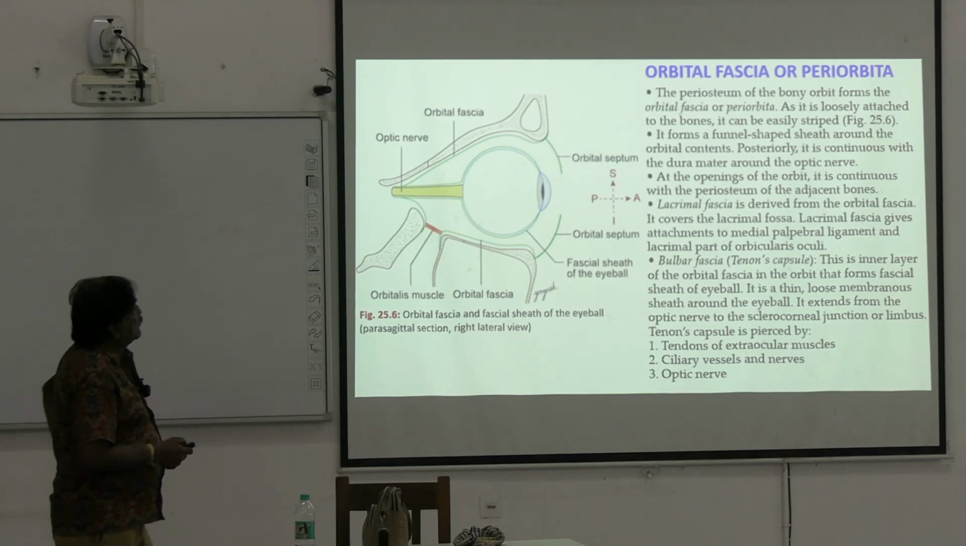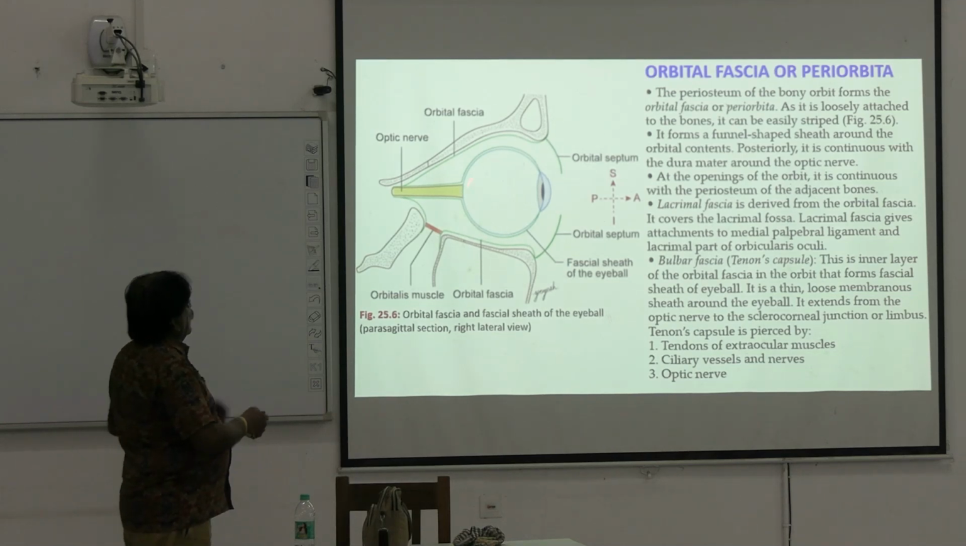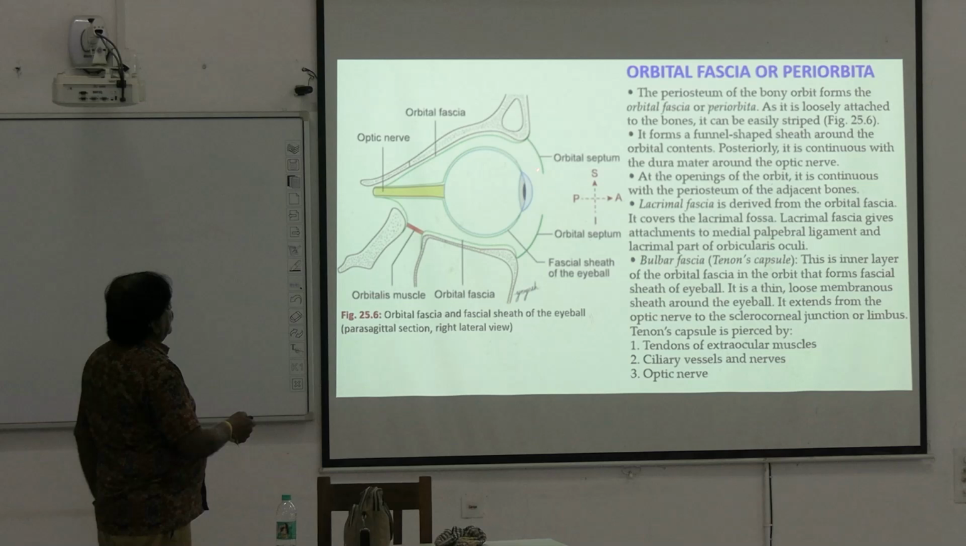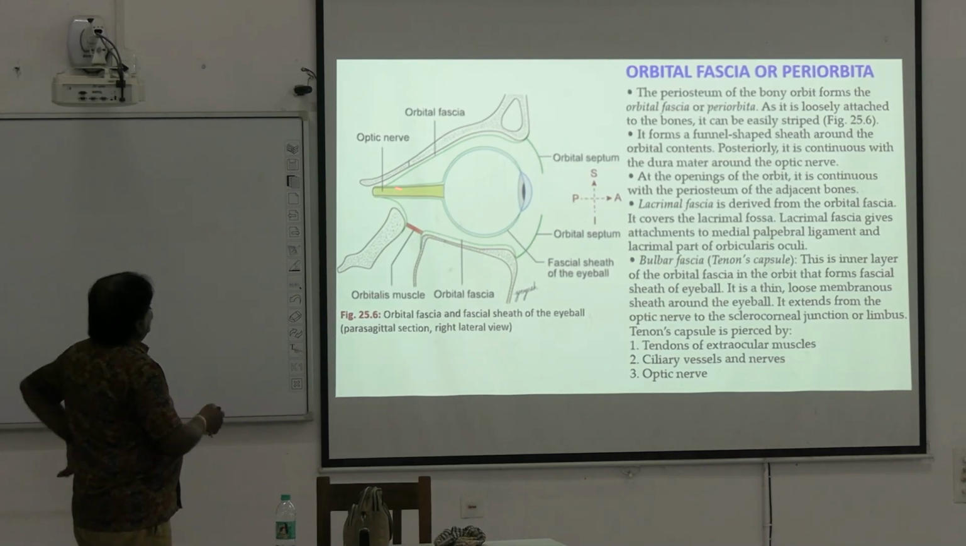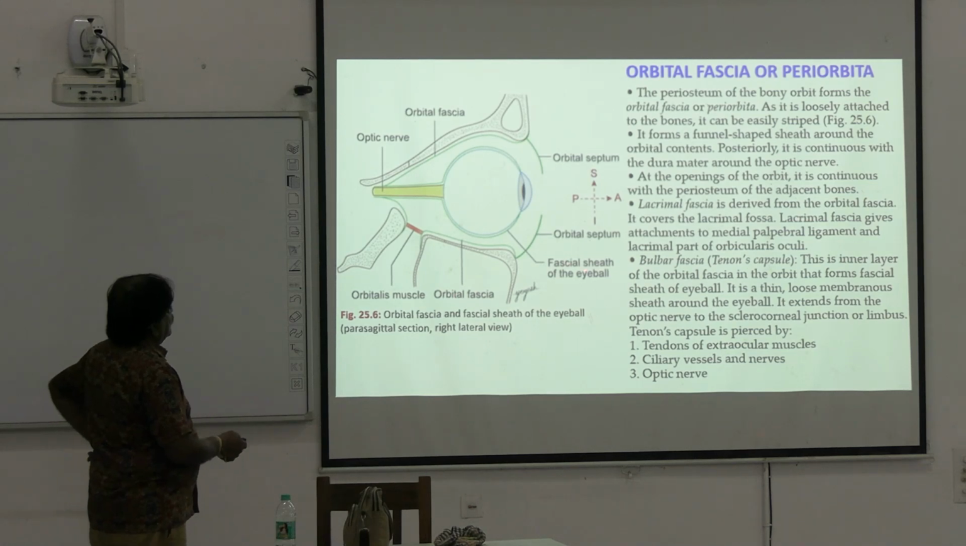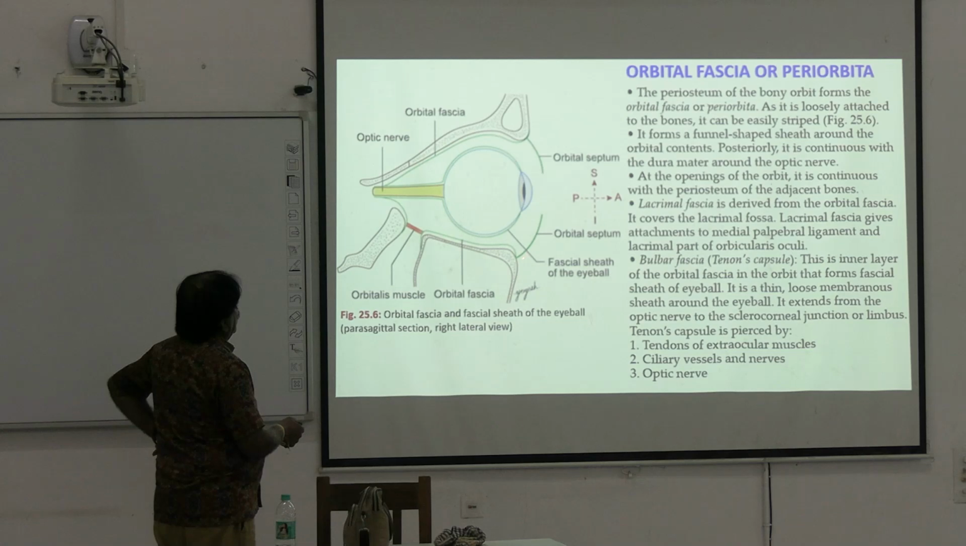Now, orbital fascia or periorbita. Here this is a sagittal section with the eyeball. This is the orbital septum. You can see the eyeball, the optic nerve, this is the orbital fascia, in green. Now, orbital muscle, orbital fascia, facial sheath of the eyeball, orbital septum.